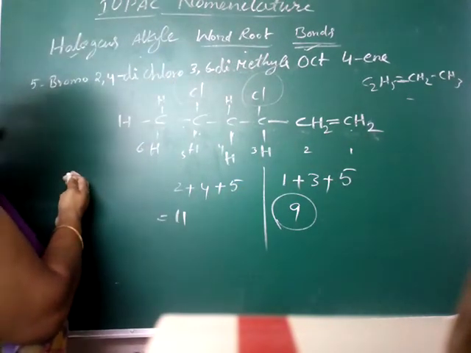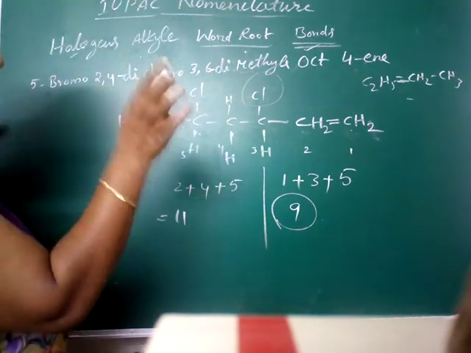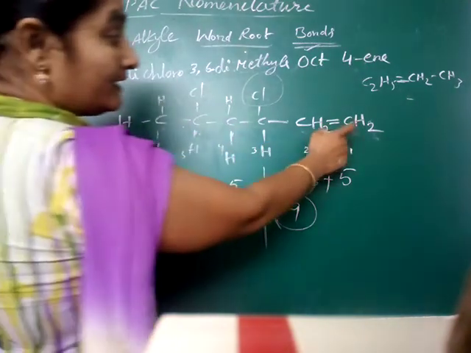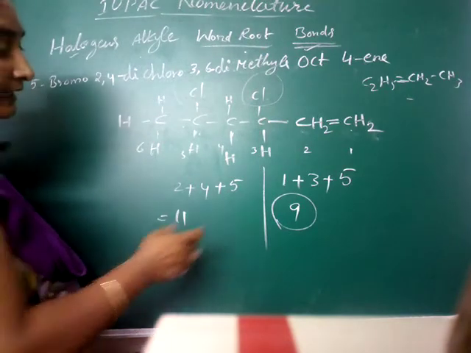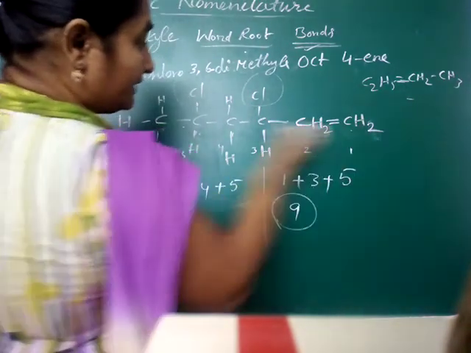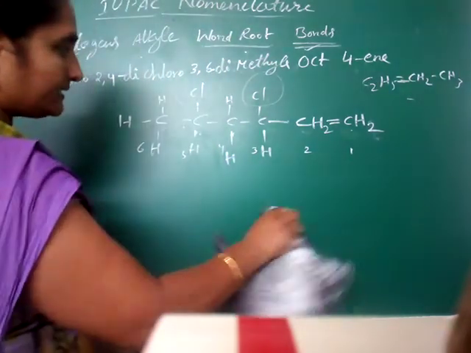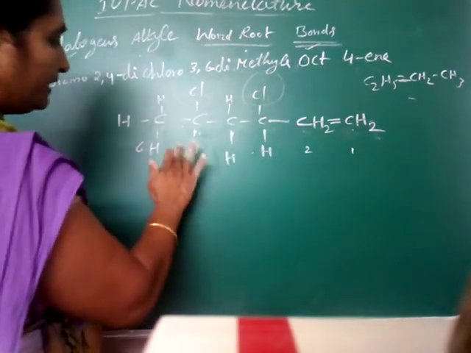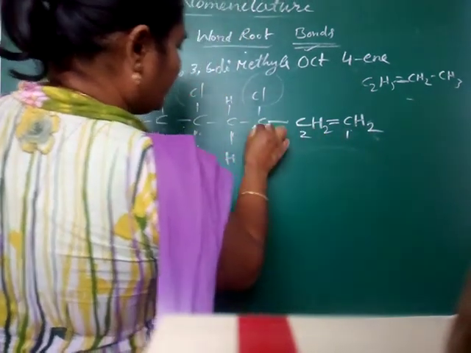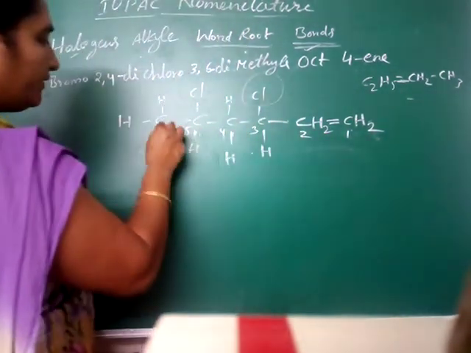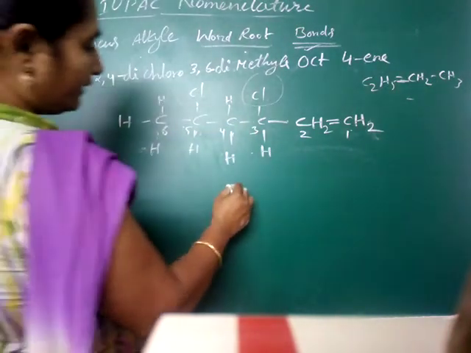Why will you give right to left? Do you understand this one? You have to see where the branches are present. Branches and bonds also you have to take here. Then you will get 9 from this side, which is the right way of giving numbering. Okay, do you understand? That's why you have to give the numbering from this side. 1, 2, 3, 4, 5, 6. Here 6 carbons are there. That's why what you have to write?